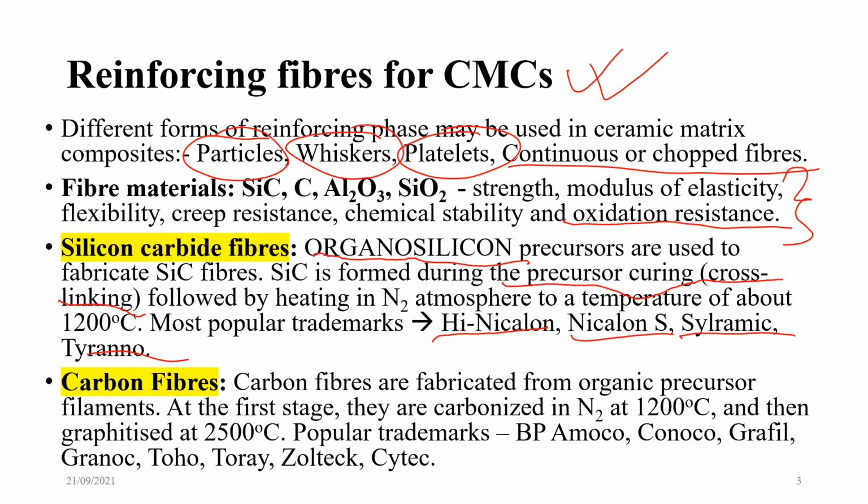Now coming to carbon fibers. Carbon fibers are fabricated from organic precursor filaments. This also we have studied in manufacturing of carbon fibers. If you want, you can go back to the previous video lectures. At the first stage, they are carbonized in an inert atmosphere, the nitrogen at 1200 degrees Celsius, and then graphitized at 2500 degrees Celsius. Popular trademarks: BP, Amoco, Conoco, Graphil, Granoc, Toho, Toray, Zoltek, Cytec. Among these, again the most popular ones are Toray and Cytec.